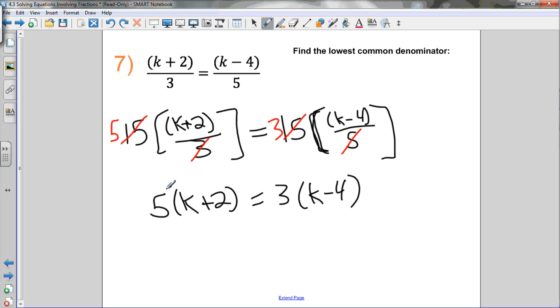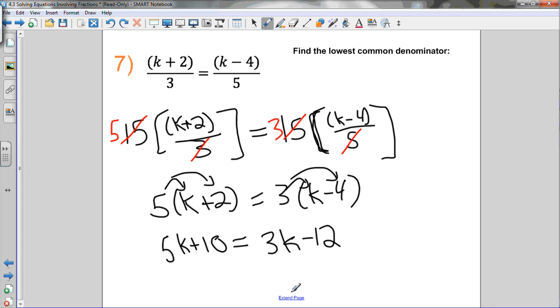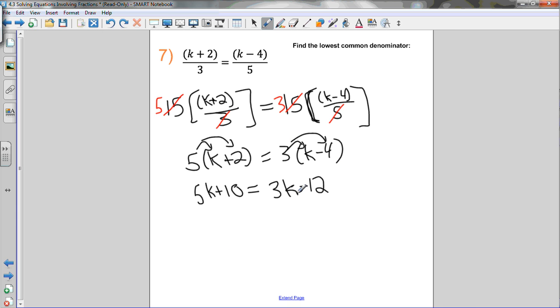Distribute to get rid of the brackets. Distribute the 5 to the k and the 2. I get 5k plus 10 equals 3k minus 12. Collect all the variable terms to one side of the equation.